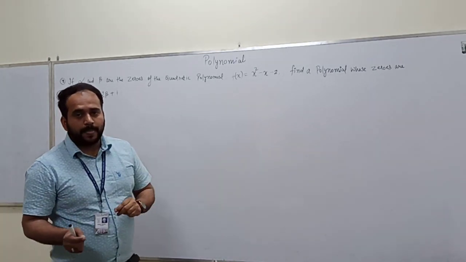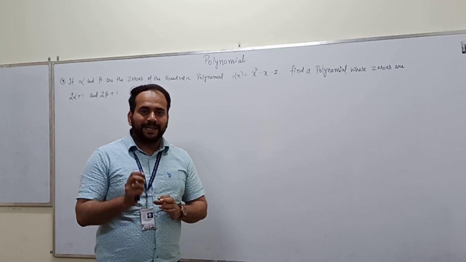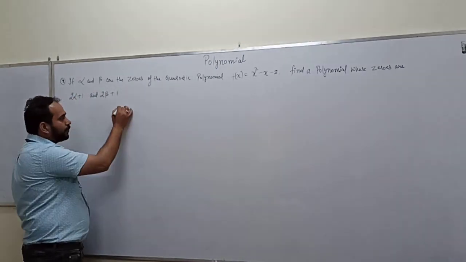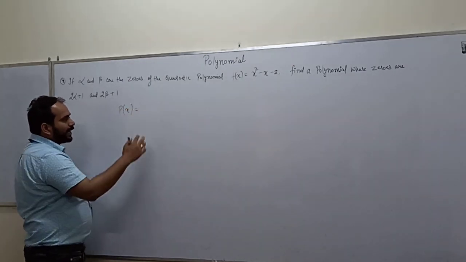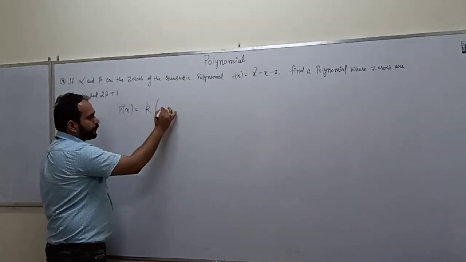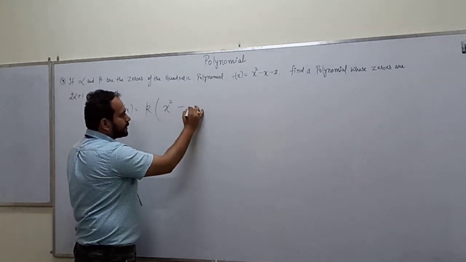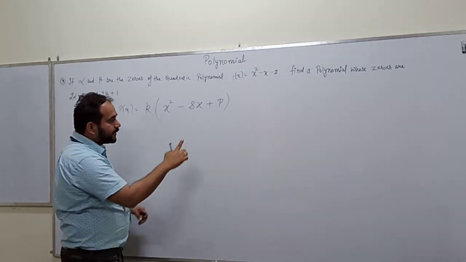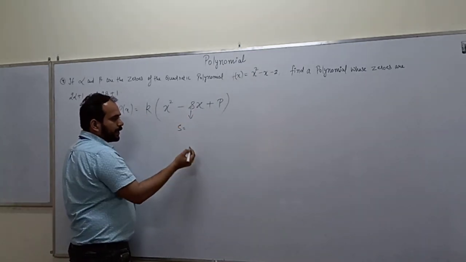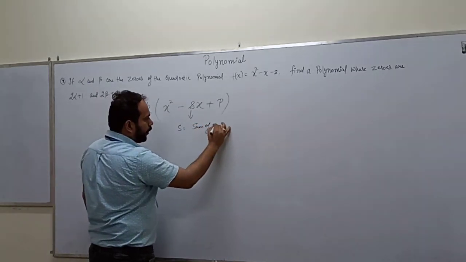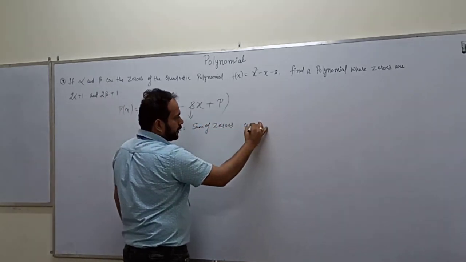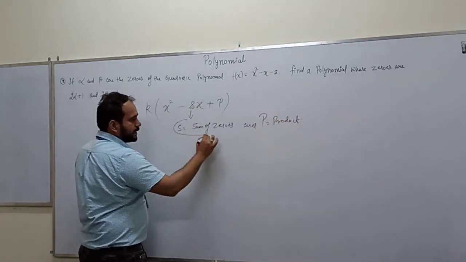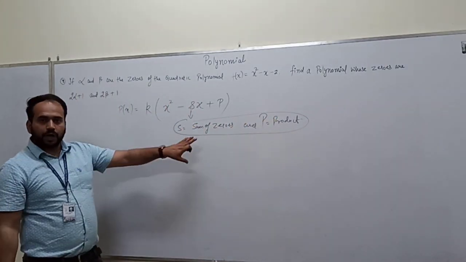I have told you, for finding out a quadratic polynomial, there was a simple formula. What was the formula? Suppose I have to find out any polynomial p(x), then the polynomial can be written as k into x square minus sx plus p. I have told you this thing, where s is the sum of zeros, and p means product. S is sum of zeros and p is product of zeros.